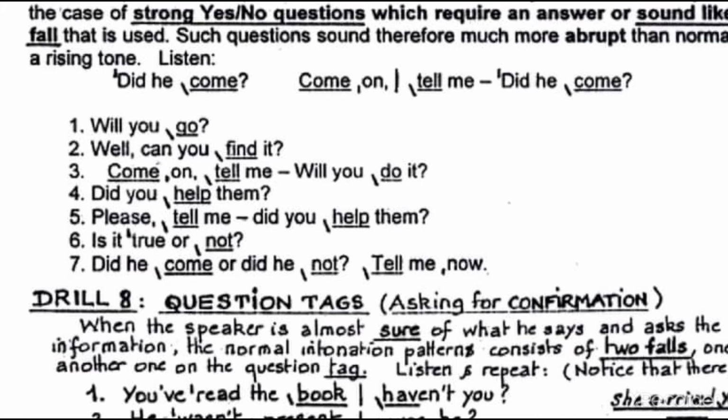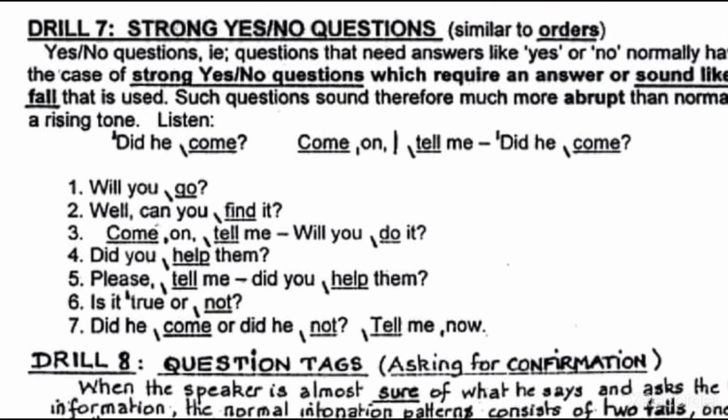You may ask me how we know that this is not a normal question and it is a strong yes-no question. You will have between parentheses "ordering him" or "saying an order". You will have a clarification between parentheses if it is a strong yes-no question. Number 2, well, can you find it? So here I'm going to carry on reading the utterances as strong yes-no questions. So 2, well, can you find it? So it is a falling tone at the end of the sentence.